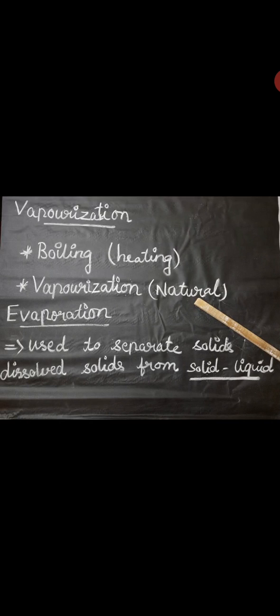Likewise, when you put a wet cloth to dry, the water evaporates into the air, leaving the cloth, and then the cloth gets dry. So there are two types of vaporization: boiling and evaporation. Boiling is a method of heating, and evaporation is the second, a vaporization that occurs naturally.